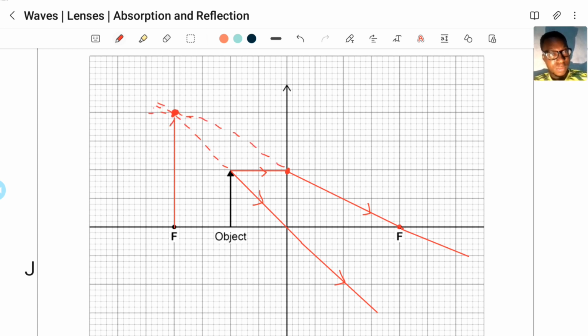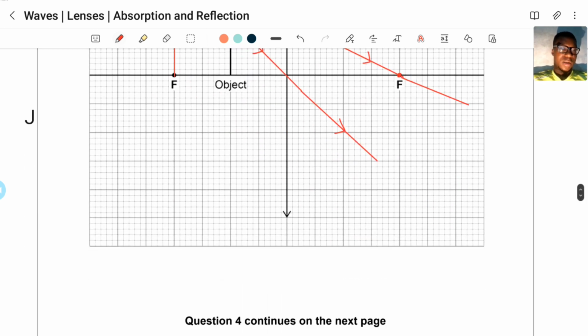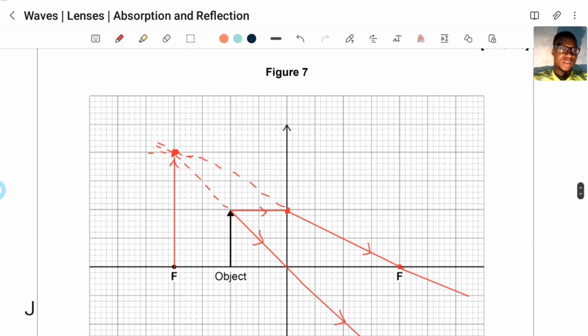Okay. So that's that. How do we now state the properties of this? Number one, it's upright. Number two, it's enlarged. I'm talking about the image now. It's enlarged. Well, again, it's virtual.